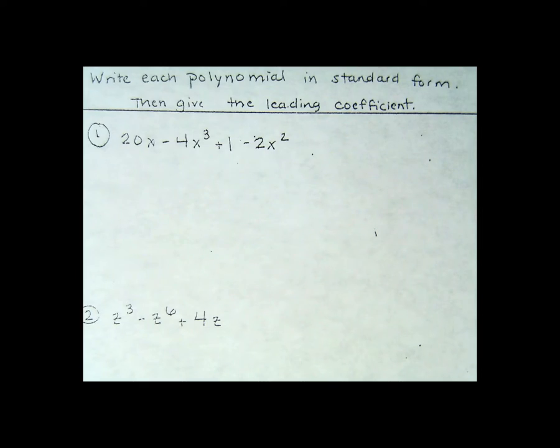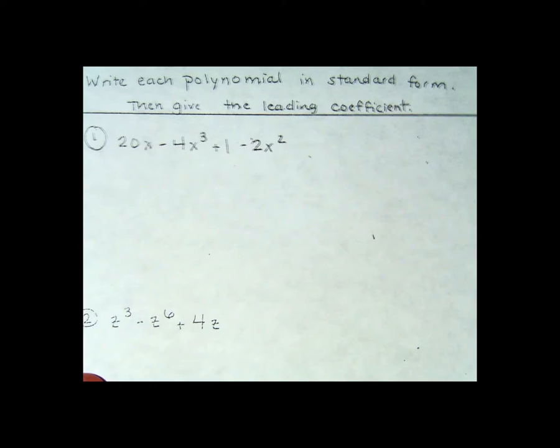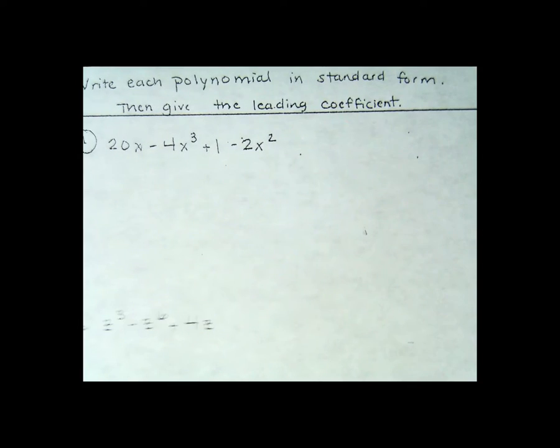Write each polynomial in standard form means we're going to look at the exponents and put them in order from biggest to smallest. And we're going to take everything that's attached to those exponents with it. We will then give the leading coefficient. Does anybody remember what a coefficient is? It's a number in front of the variable, which means when we put it in standard form, it's the very first number that's sitting there. On number 1, what is our largest exponent? 3. What is everything that is next to that 3?